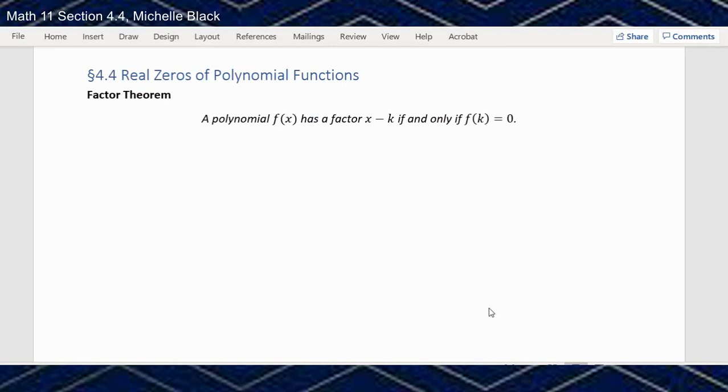Section 4.4, Real Zeros of Polynomial Functions. Factor theorem. A polynomial f of x has a factor x minus k if and only if f of k equals 0. So this is saying if your polynomial has a factor of x minus k, so some linear factor, leading coefficient 1, then you will have no remainder. Or you have no remainder when you substitute in k, only when your polynomial had this linear factor.